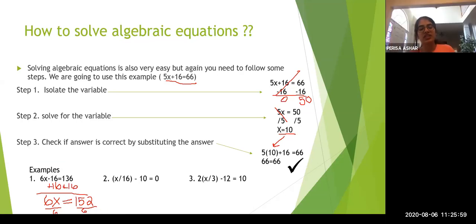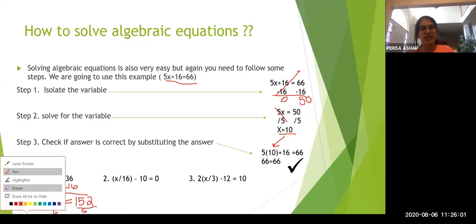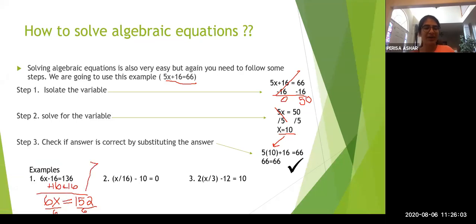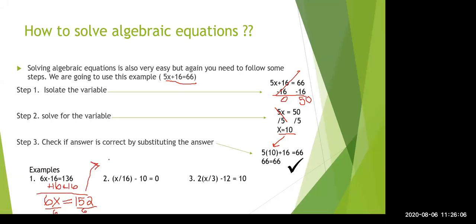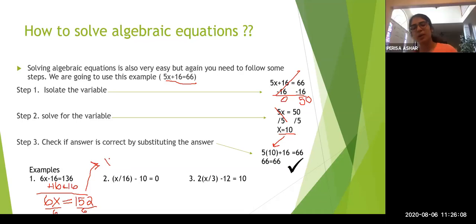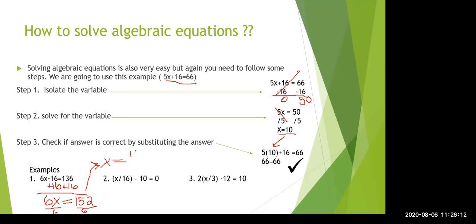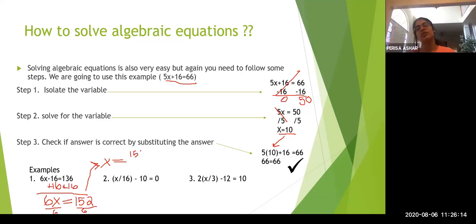152 divided by 6 is, what is it? It's not a perfect number. I just realized that. Okay, it's not a perfect number, so we're just going to leave it as a fraction. But in this case, x is equal to 152 over 6, right?